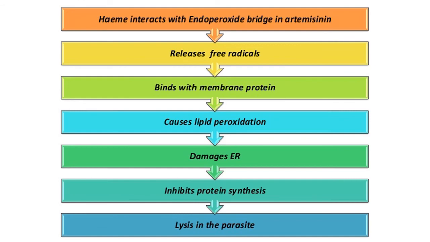Heme interacts with the endoperoxide bridge in artemisinin, and when heme interacts with the endoperoxide bridge in artemisinin, it will release free radicals. These free radicals bind with membrane proteins and cause lipid peroxidation, which will damage the endoplasmic reticulum and inhibit protein synthesis, which will result in lysis of the parasite.